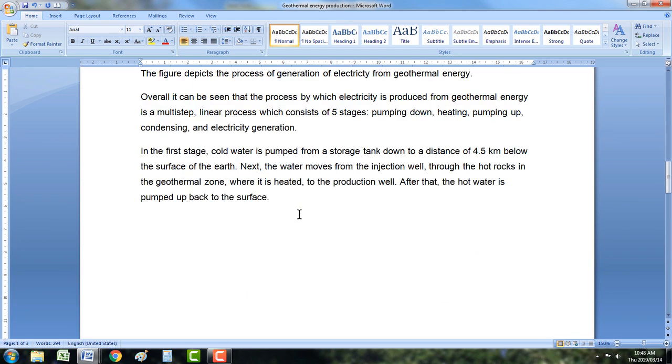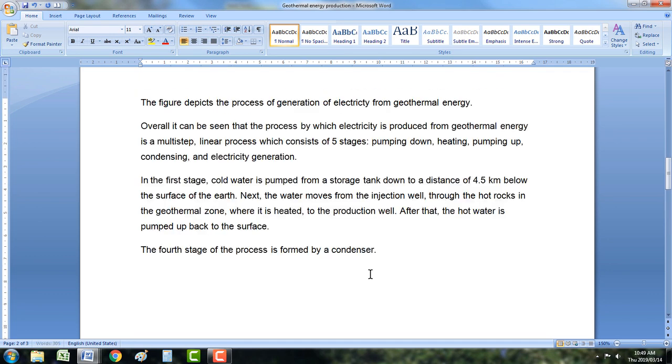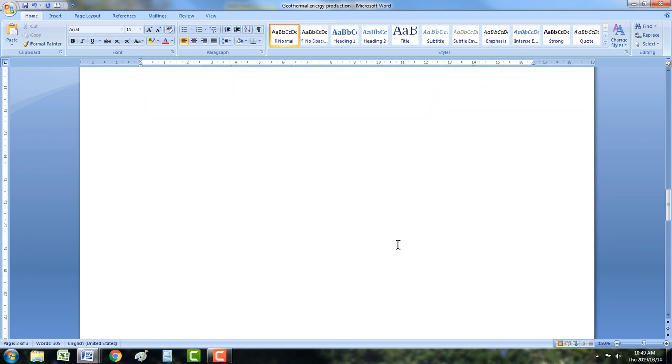However, let me start doing it simply first, and then I'll show you how I'd like to change it a little bit. So we could do it like this. The fourth stage of the process is formed by the condenser. But I actually want to put my linking language at the end, just to change it around a little bit. And that means that this will change from active to passive. So I'm actually going to say a condenser forms the fourth stage of the process.